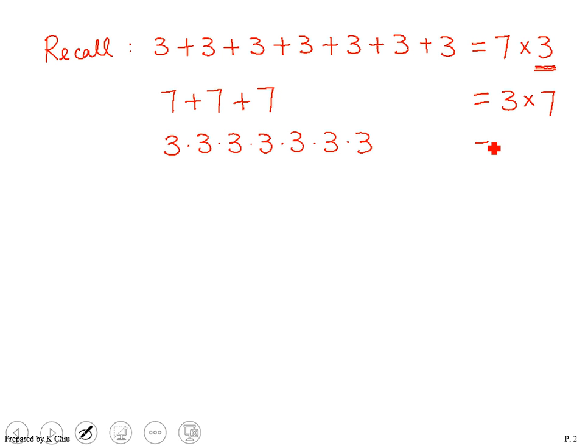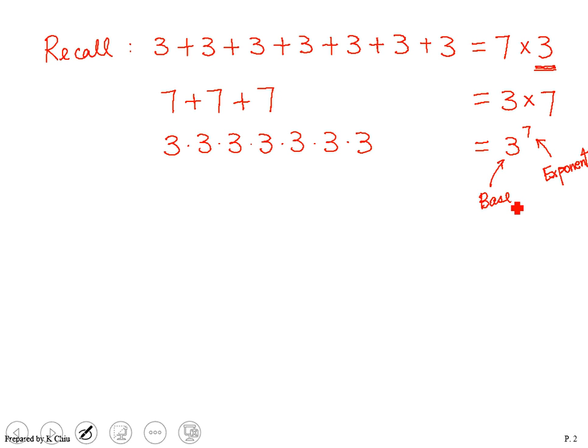We would make it become 3 to the 7th power. And 7 is what we call the exponent. So that is the beginning of exponential form. And 3 is what we call the base. So the exponent is the extension of multiplication.